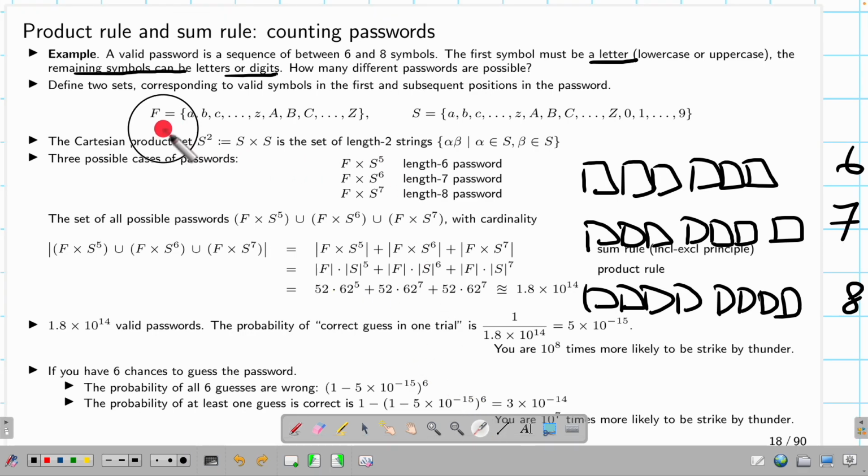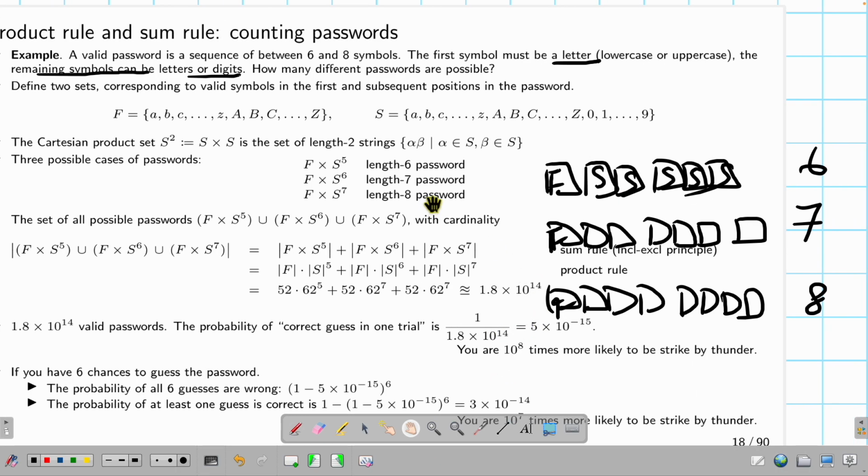So we will let F be the first symbol. Because the first symbol can only be an English letter, it is A to Z and a to z. The other symbols can be letters or digits, so it will be A to Z, and 0 to 9. So the first one is F, and all the others are S, S, S, S. This is a 6-letter password. The first letter has to be F, and the other 5 are from S, so it will be F times S to the power 5.